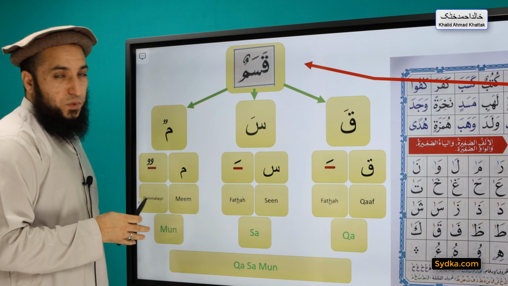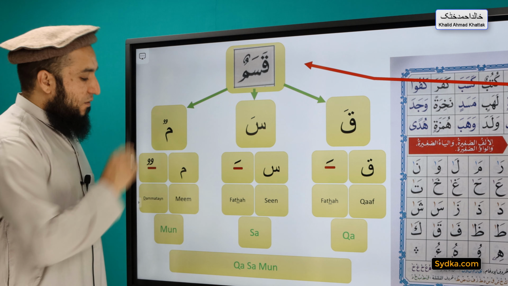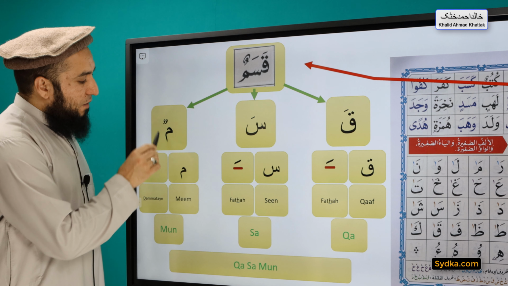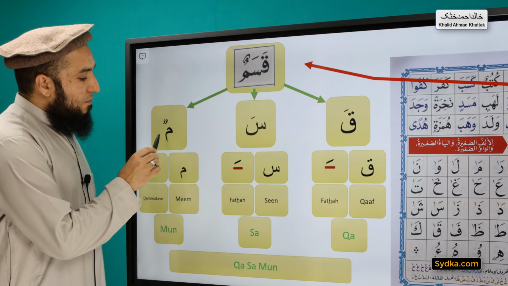So the third syllable we have is mim dhammatain mun. Mim is not silent and we have dhammatain. Mim dhammatain mun. So now we combine these 3 syllables and we have qasamun, qasamun.